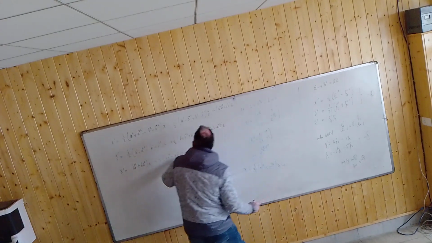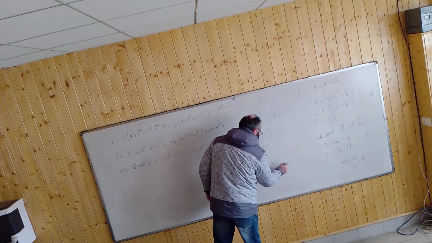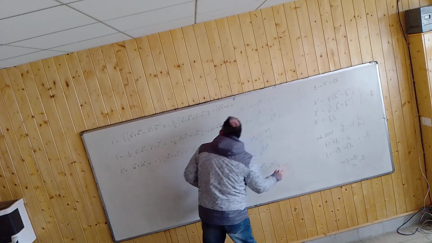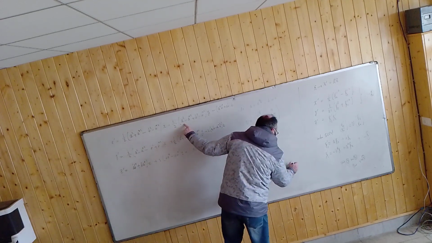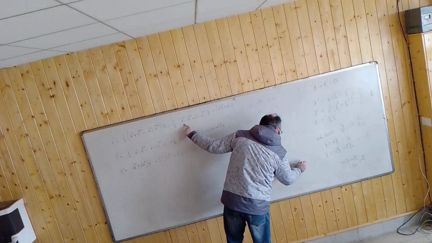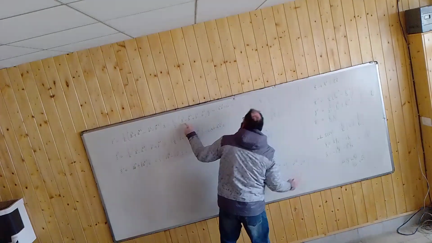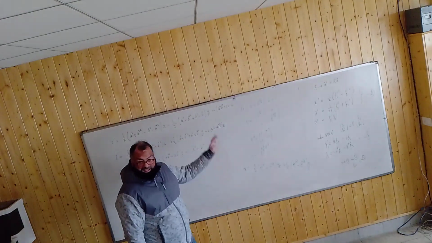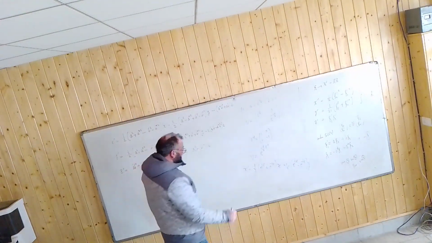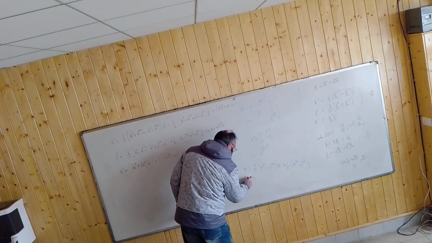Then you have plus this. Sorry, minus i by 2. So what do you have? e raised to i alpha minus e raised to minus i alpha, y. And z is equal to 0. The last term is 0. Clear? So now tell me what this is equal to. It will be x prime.